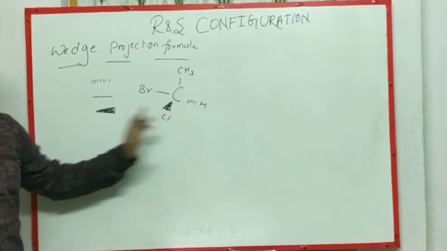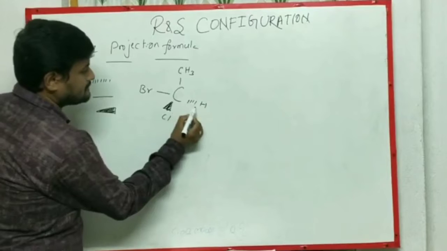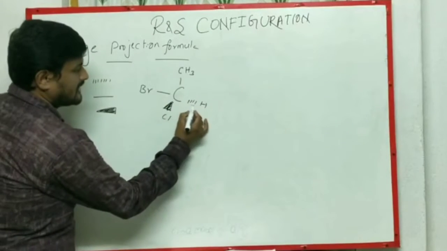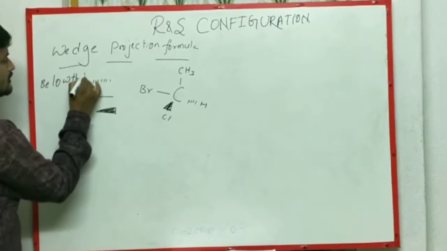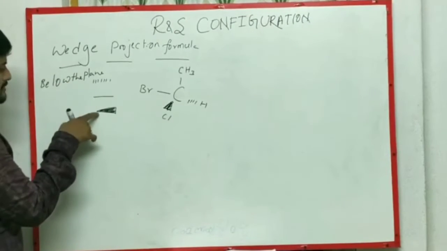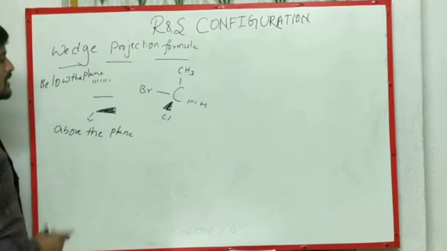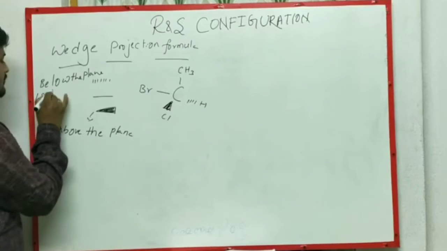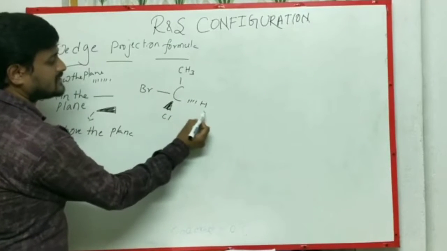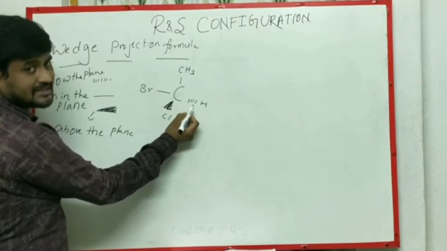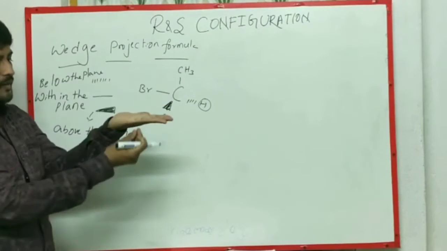Here we can indicate the 4 valences of the chiral carbon atom with 3 different types of bonds. The dotted line indicates below the plane of the molecule, the thick solid line indicates above the plane of the molecule, and normal bonds indicate within the plane. Here the hydrogen valency is bonded with a dotted line, which means the hydrogen atom exists below the plane.